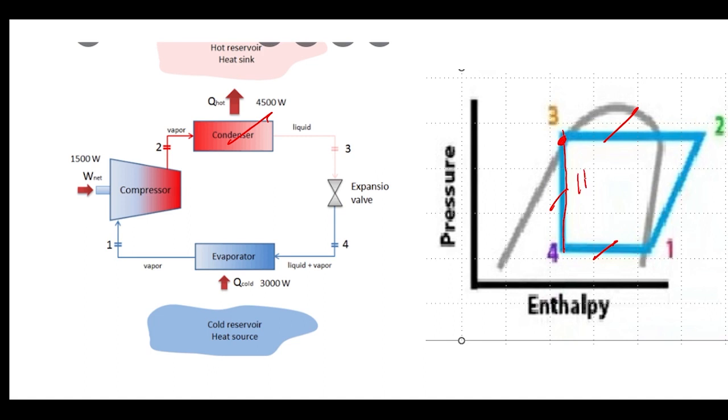So this one is isenthalpic, meaning the thermodynamic process happening here is that the enthalpy is constant. As you can see here, enthalpy is constant because it is a straight line. The pressure is going down, but the enthalpy remains the same. So that is constant enthalpy, but the pressure is lowering. That's the purpose of the expansion valve.